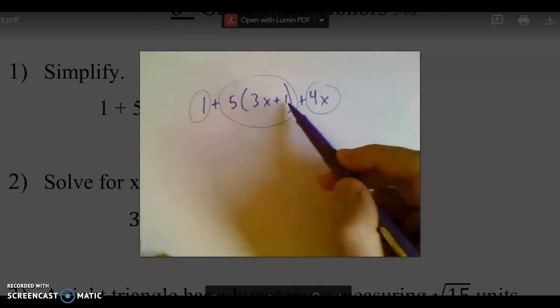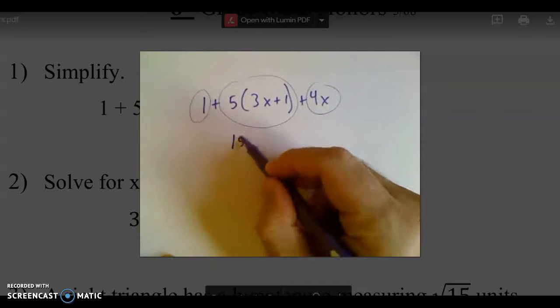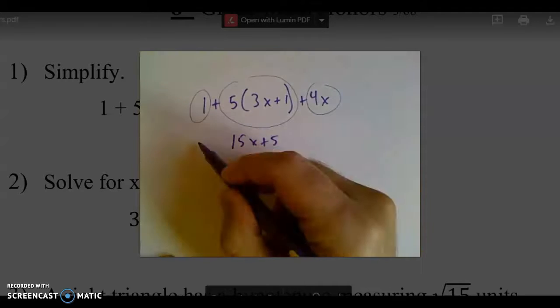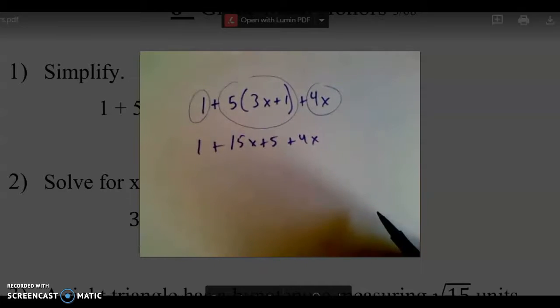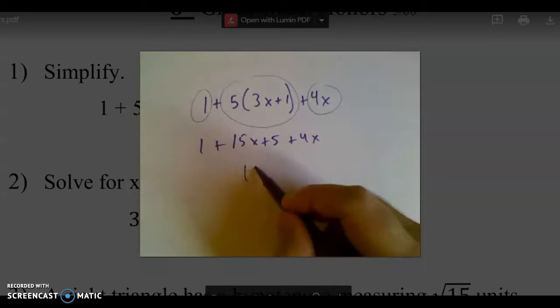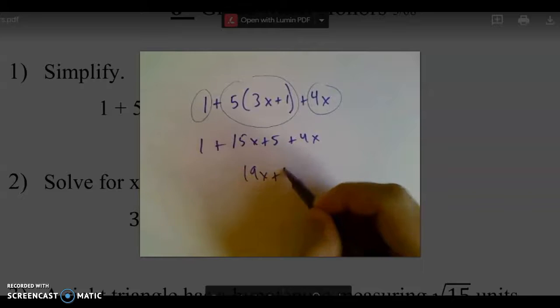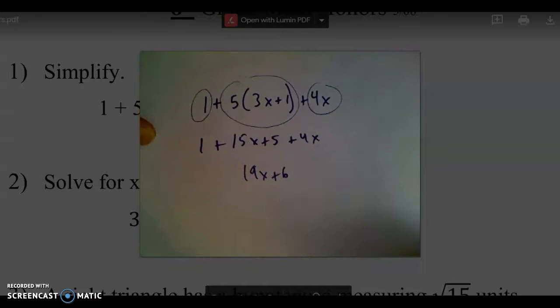So I take 3x plus 1, and there are 5 groups of them. That means I have 15x plus 5. Then you bring down the 1 over here and the 4x over here. Now I can just combine like terms. Looks like I have 19x, and then I have plus 6. And there you go, I've simplified it.